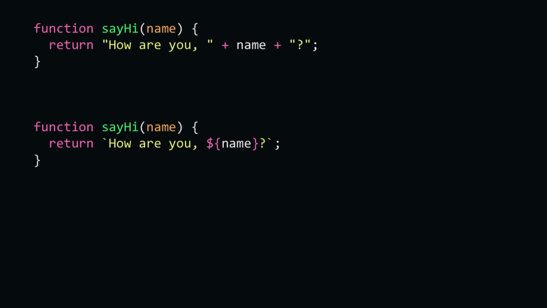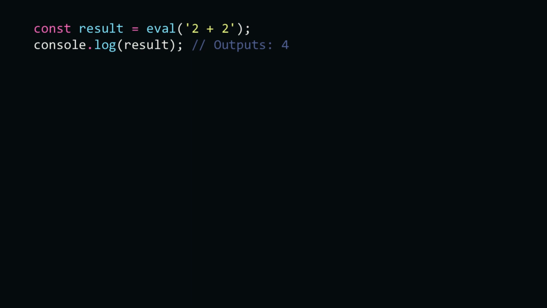The next point the Style Guide discusses is the use of the built-in eval function. The eval function takes a string argument and executes it as if it were a script. For instance, as for the Style Guide's recommendations, it strongly advises against using the eval function. This is because it can execute arbitrary code, which poses significant security risks. It's a best practice to avoid its use entirely.